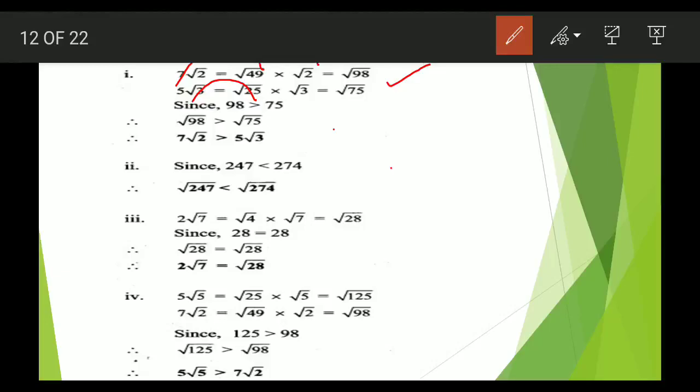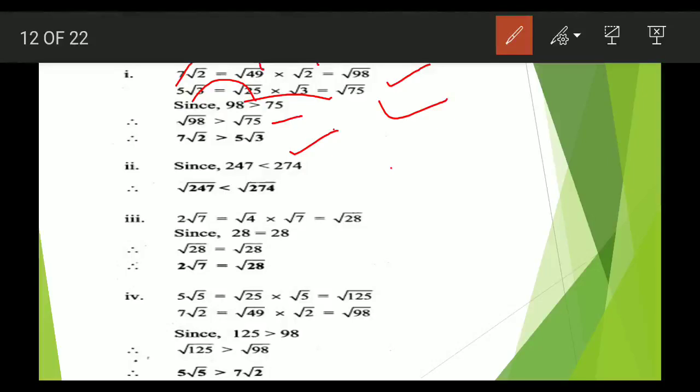So 5 square is 25. So 25 multiplied by 3 will become 75. Now the order is same. When the order is same, now I can compare 98 and 75. Which is the greater one? 98 is the greater one. Therefore 7 root 2 is greater than 5 root 3.